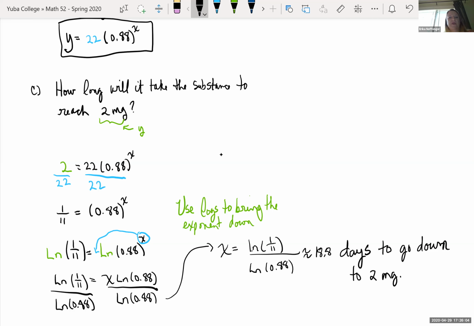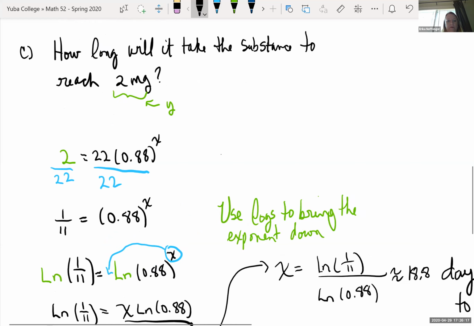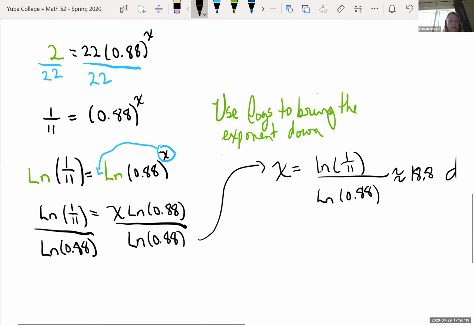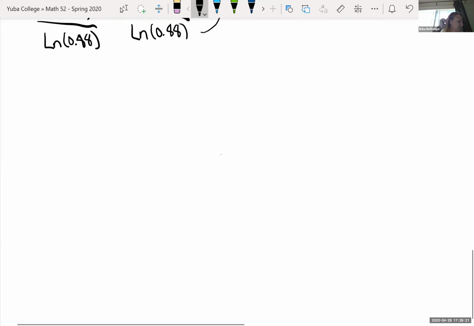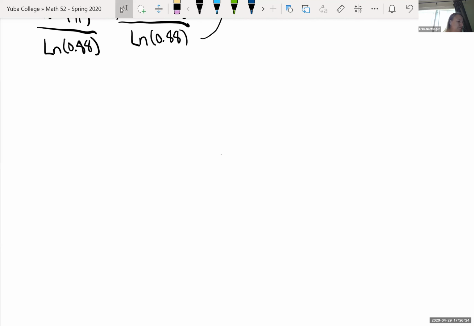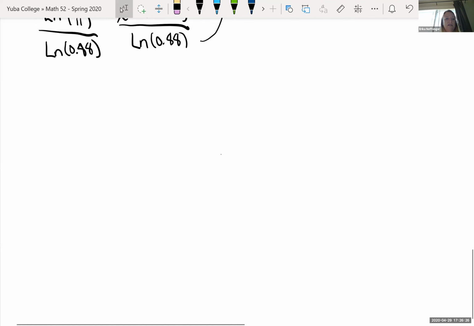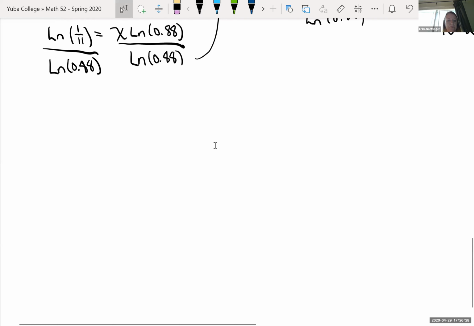Okay, so this was where I wanted us to have the tools to be able to solve for variables in the exponent. And now we can do that with knowing how to use logarithms. Okay, so let's look at another example.